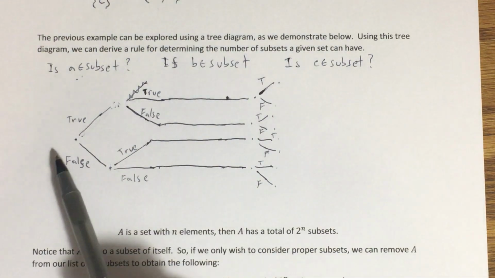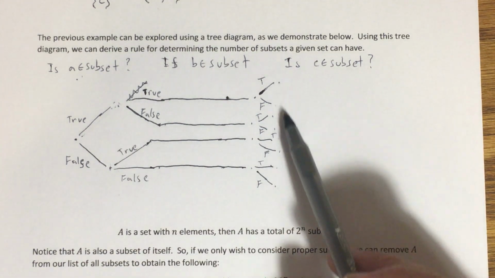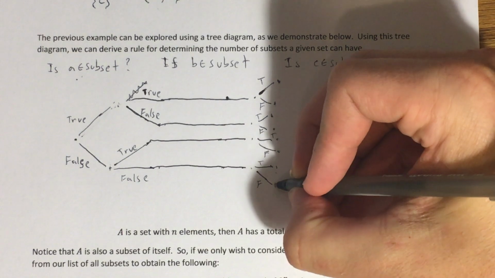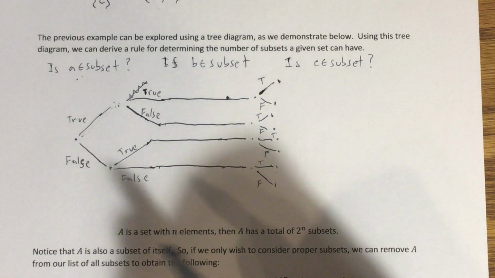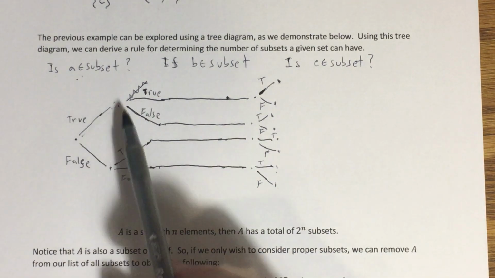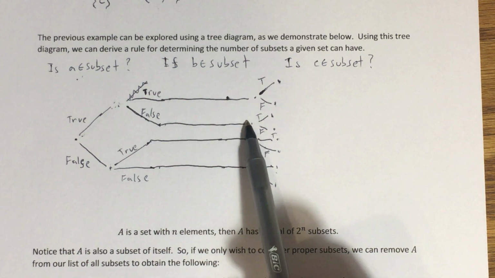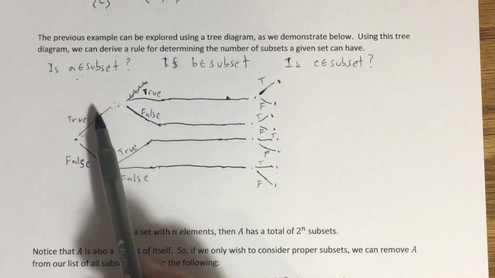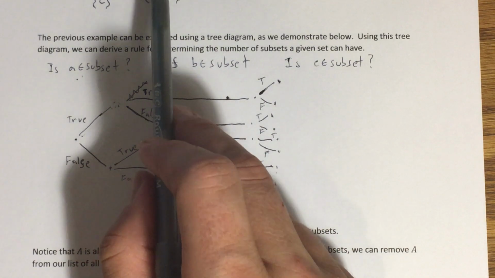Now, if I start here at the beginning of my tree and follow any one of these paths to one of these endpoints here, that is going to correspond to one of the sets that I listed out in the previous example. So for example, let's follow this path. If I say, is A in the subset? True. Is B in the subset? False, which takes me here. Is C in the subset? True. Then I'm looking at the set that contains A and C, but does not contain B. That's this subset right here, AC.